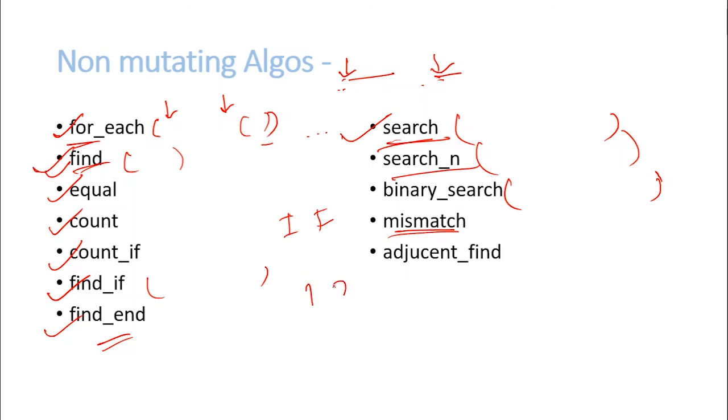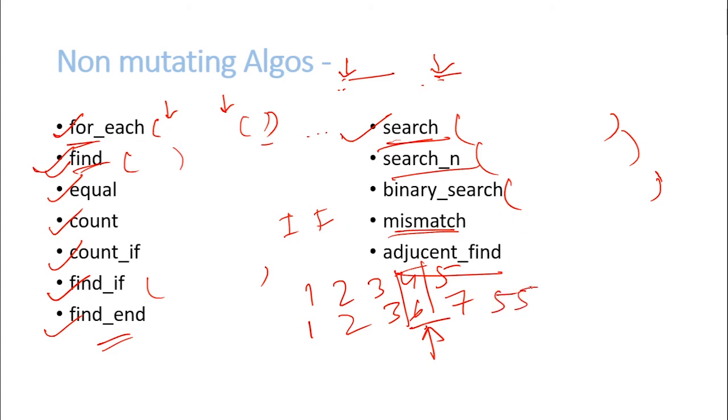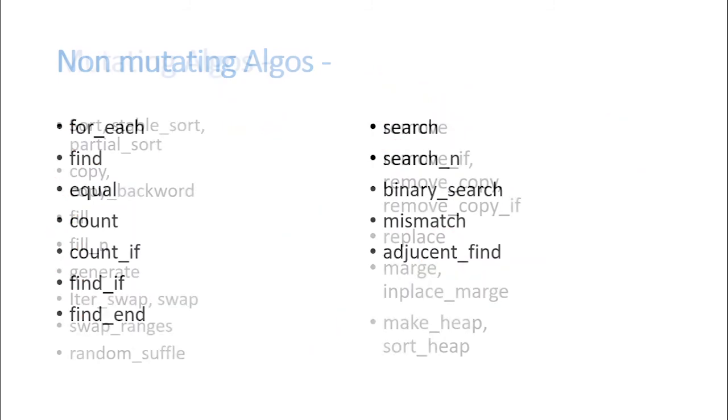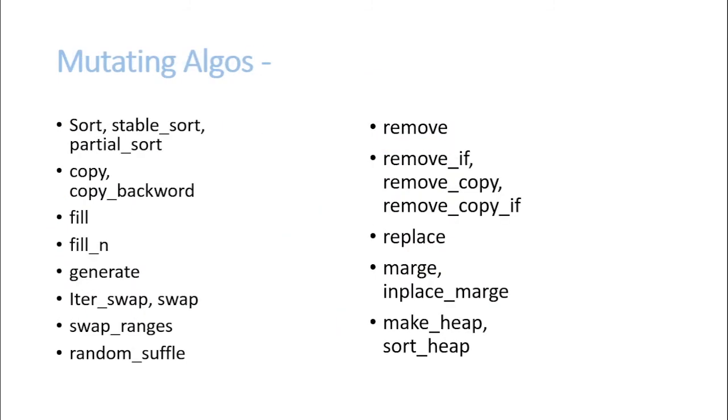Suppose a data structure is 1 2 3 4 5, and another data structure is 1 2 3 6 7. So here they are mismatching, and it will give you an iterator to this position, so you understand that the fourth position of my data is actually mismatching, and you can work on them depending on that. And adjacent find finds two values that are adjacent but the same, and also they are very much modifiable to your needs or your satisfactory conditions. Now, some of the mutating algorithms that we find in STL are sort, that sorts the data.